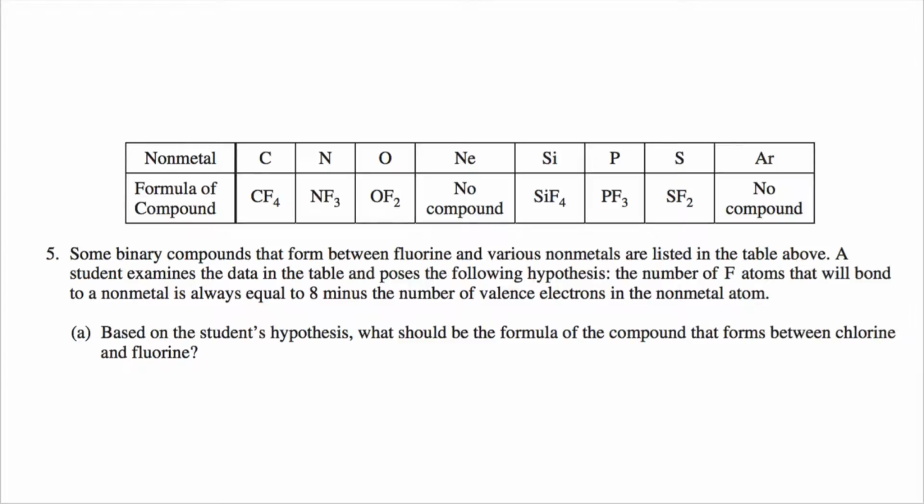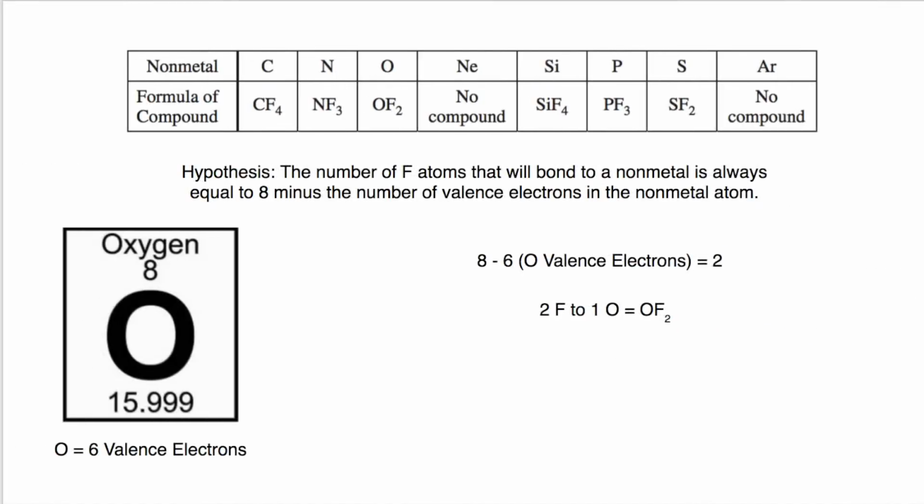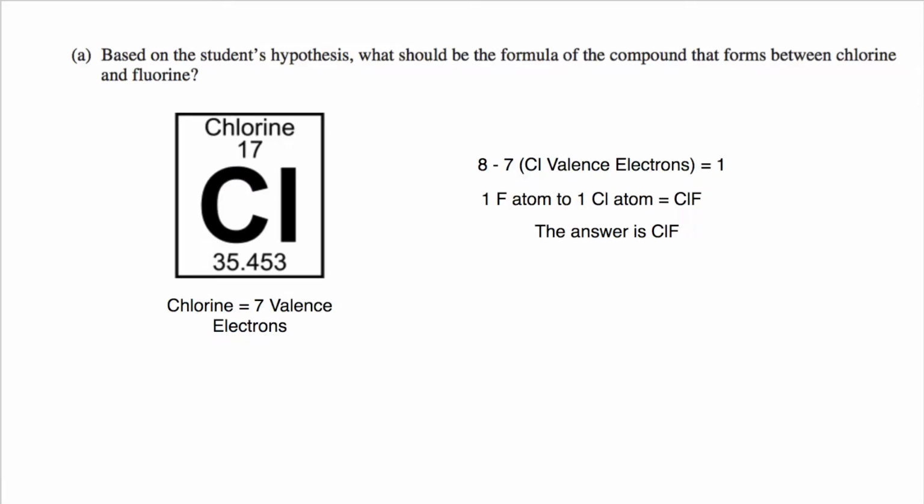To answer this question, we must first understand the hypothesis that the student posed. An example of the student's hypothesis would be OF2. Since oxygen has 6 valence electrons, that would mean 8 minus 6 equals 2, meaning that you would need 2 fluorine atoms and 1 oxygen atom, which would create the compound OF2, which you can see is correct in the table above.